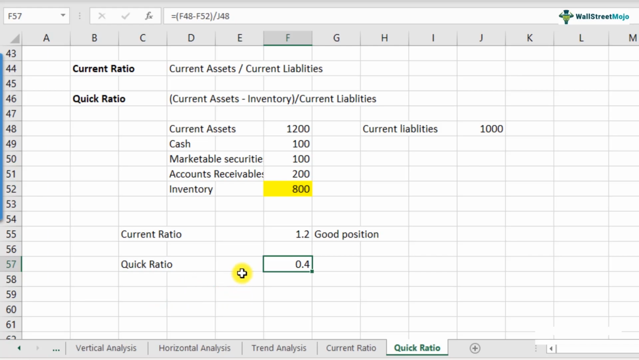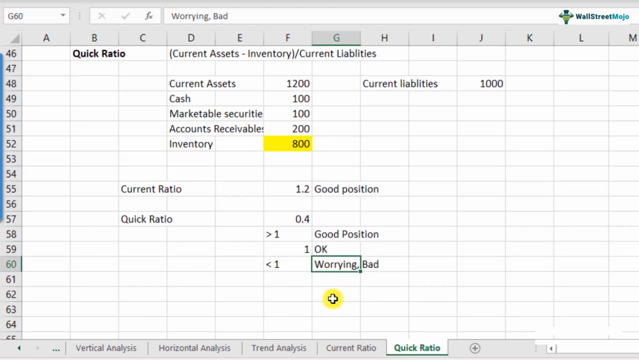Okay, so I assume that you now understand the difference between the two and what is quick ratio and how it is interpreted. Interpretation would be similar actually, just like the current ratio. If it is greater than 1, it's a good position, of course. If it is equal to 1, then obviously it's reasonable, I would say it's okay. And if it is less than 1, then it's a worrying position, a bad situation to be in. So you might want to investigate further and see what's happening within the company in this case. So that's how quick ratio is interpreted.